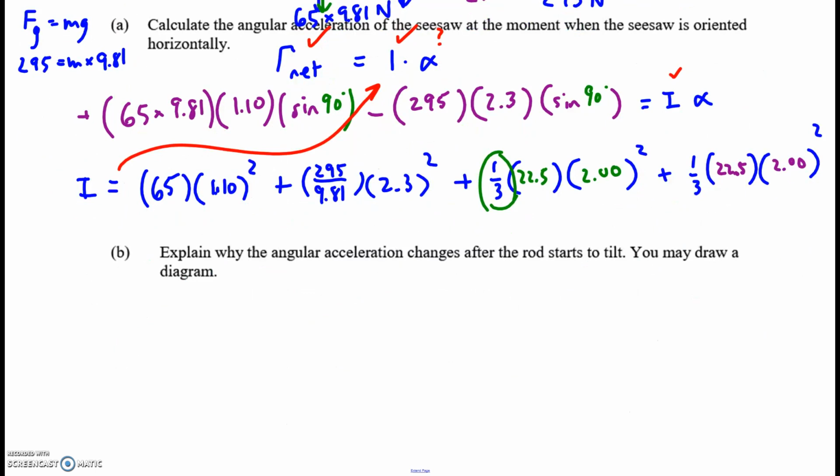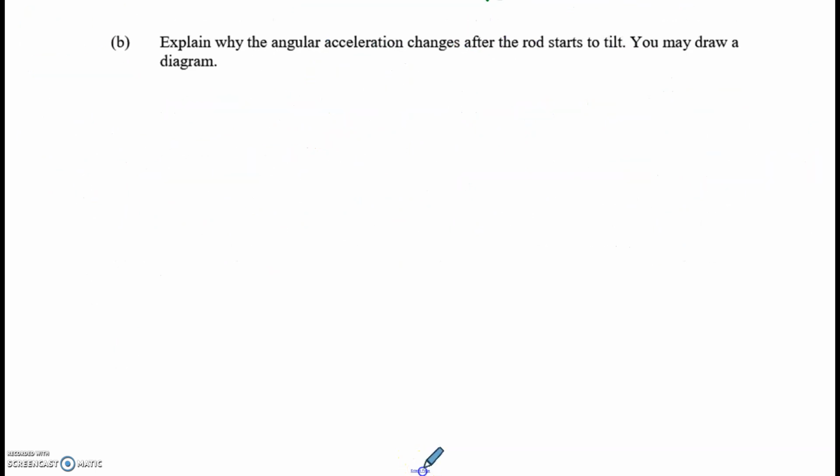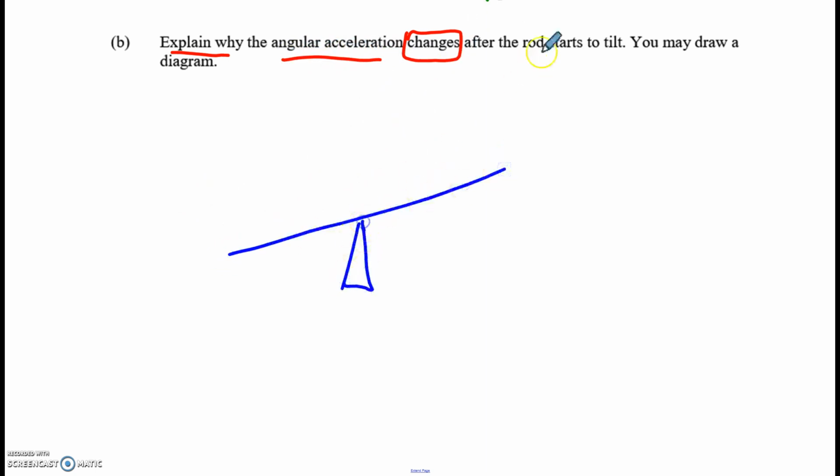Explain why the angular acceleration changes when the rod starts to tilt. Now, normally, if they just say it changes, you would be expected to state whether the acceleration increases or decreases. So let's think through this. Here's the rod a little bit later. The rod? Did they change it to a rod? I thought it was a beam, a green beam. Well, okay, this should be beam.